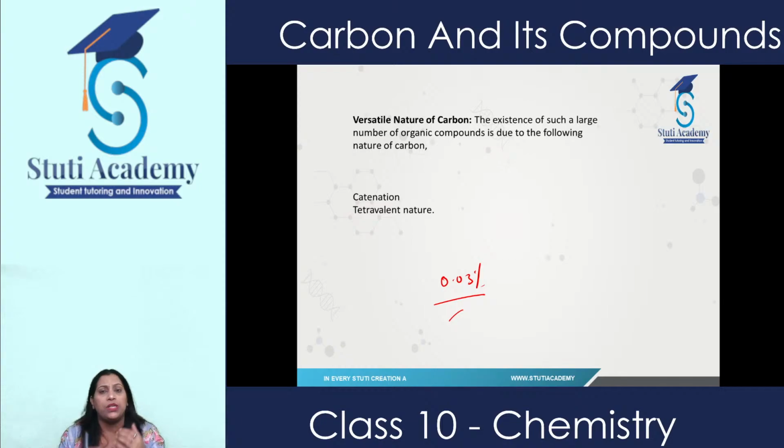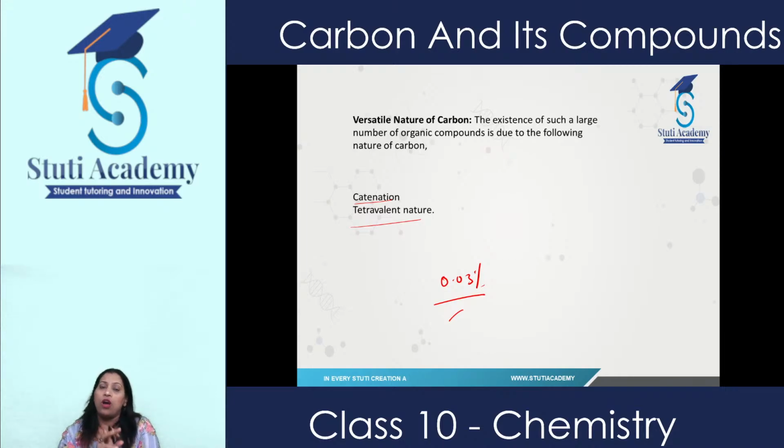This carbon is present in food, in fuels, and in hydrocarbons. Hydrocarbons means when hydrogen combines with carbon, it forms n number of compounds. That's why we say that carbon is so versatile in nature. And there are two properties of carbon, which are catenation and tetravalency. Before I go to catenation and tetravalent nature, I'll discuss diamond and graphite in detail.